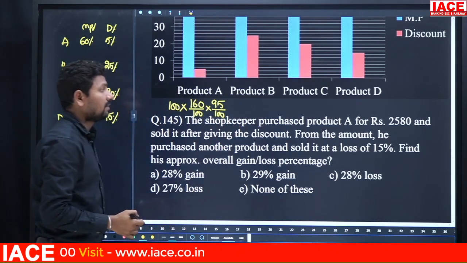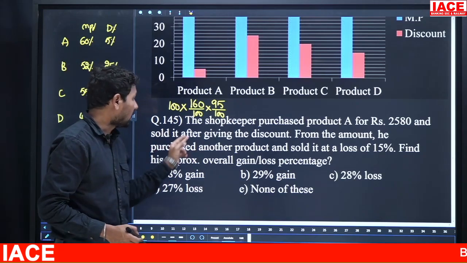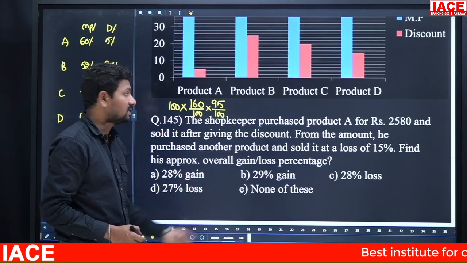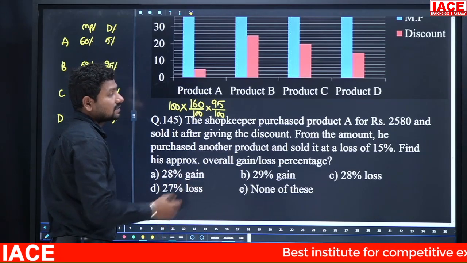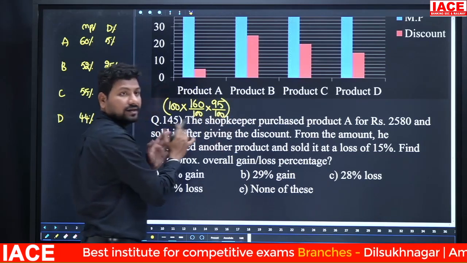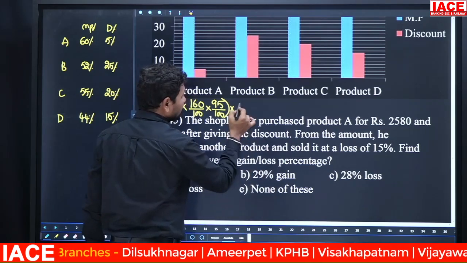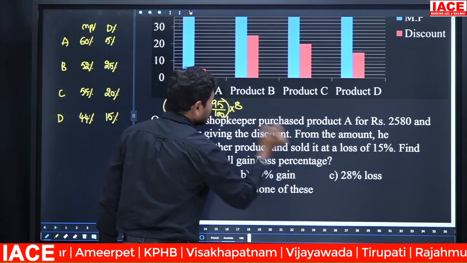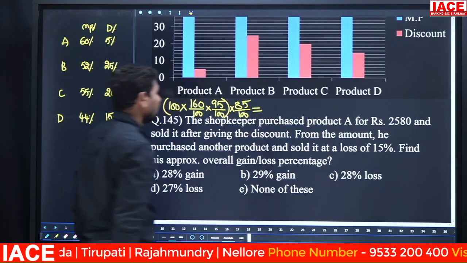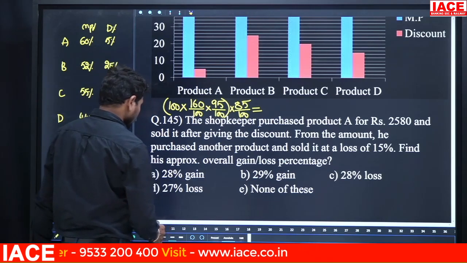The shopkeeper purchased product A for 2580 and sold it after giving a discount. From the amount, he purchased another product and sold it at a loss of how much percentage? 15%. Now he got money. With this money, he sold the product again at how much percentage loss? 15% loss means it becomes 85 by 100. We should multiply these numbers. Here, cancel the values.